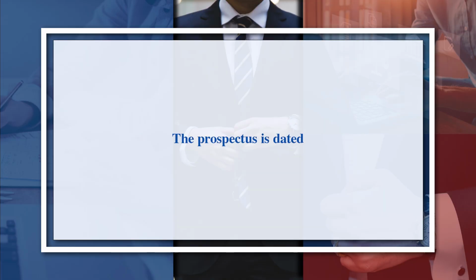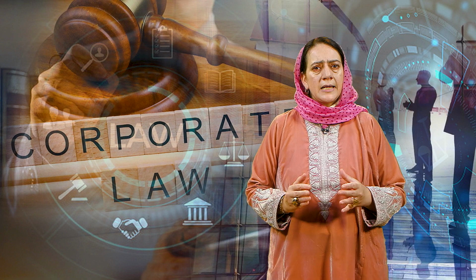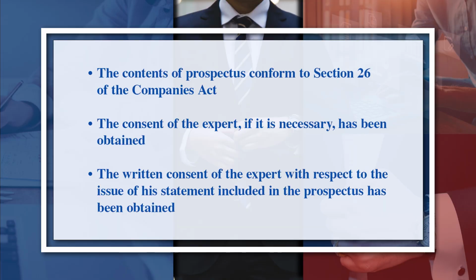The registrar should register the prospectus only when number 1, the prospectus is dated. The date shall, unless the contrary is proved, be taken as the date of publication of the prospectus. Number 2, the contents of the prospectus conform to Section 26 of the Companies Act. Number 3, the consent of the expert, if it is necessary, has been obtained, but such expert should not be engaged or interested in the formation or promotion of the company.